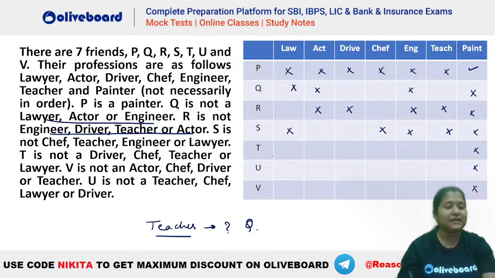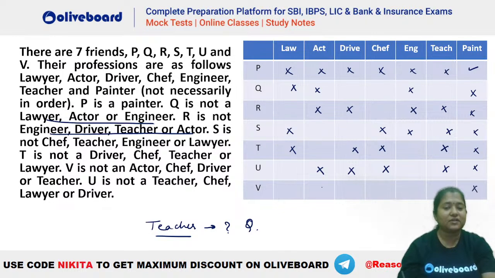Okay, for T, T is not a driver. You can see T is not a driver. T is not a chef. T is not a teacher. And T is not a lawyer. Okay, so everything is cancelled out. After that, what is given? V is not an actor. Okay, so V should not be an actor here. You can see he is not an actor, he is not a chef, he is not a driver, or he is not a teacher.